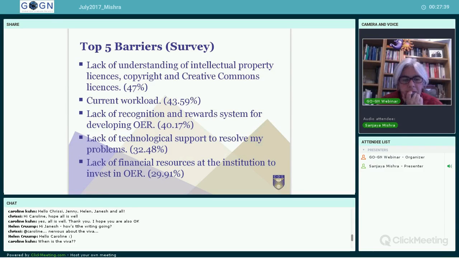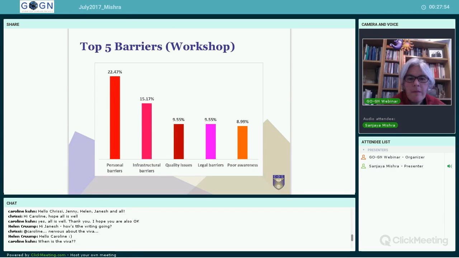So there is a need for more resources that has to come from somewhere else, either additionally as a project from the government or from philanthropic institutions. So those are the main things. But when we did the workshop, it brought some interesting data.